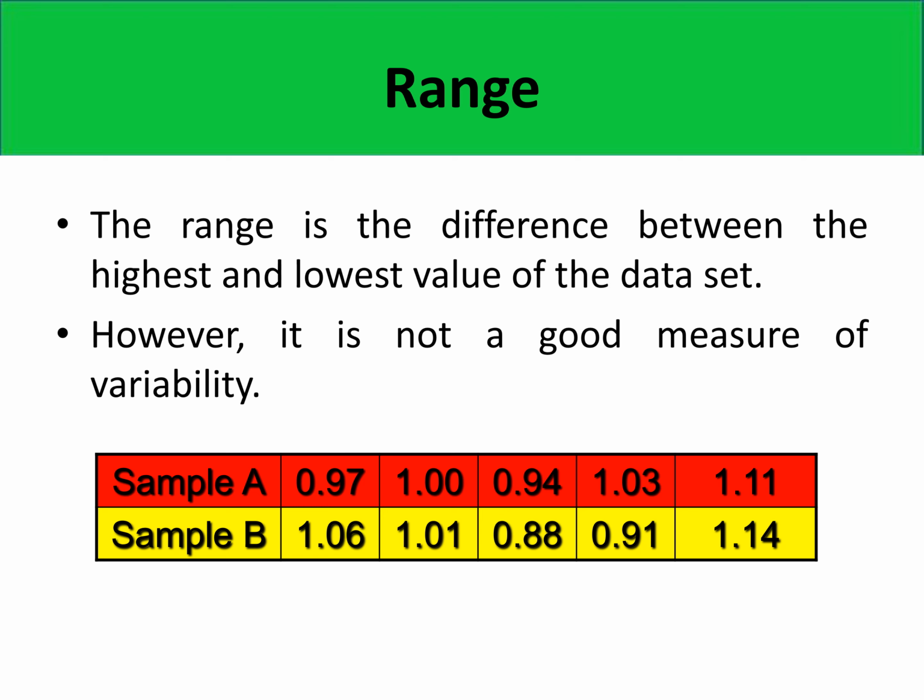For company A, the range would be 1.11 minus 0.94, which is equal to 0.17. While for company B, the range would be 1.14 minus 0.88, which is 0.26. So observe that company B has a higher range of values than company A. However, the range is not a good measure of variability because it only considers two specific values in the dataset, which are the highest and the lowest values. It doesn't tell us anything about the variation of the values in between the highest and the lowest values.